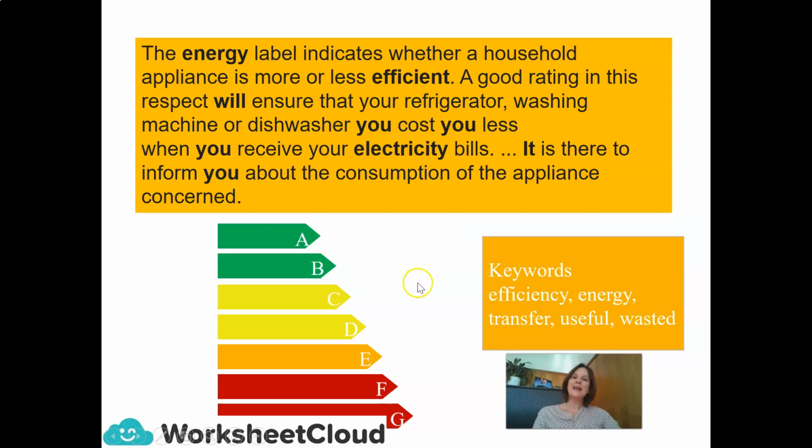So this energy label indicates whether a household appliance is more or less efficient. A good rating in this respect will ensure that the refrigerator, washing machine, or dishwasher you buy will cost you less when you receive your electricity bills. It is therefore to inform you about the consumption of the appliance concerned.